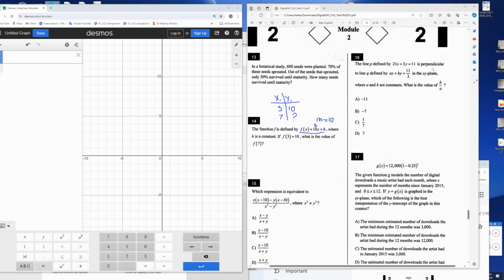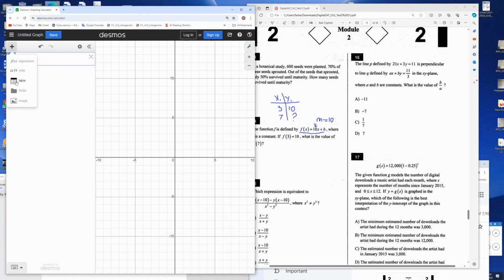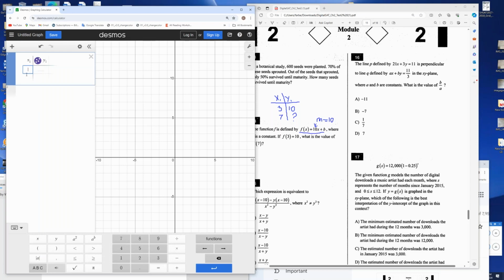Now, let's do this. I put it in normal mode. And here, I use this information given plus the table, incorporate with data. So this is 3, this is 10, this is 7, this I have no idea.